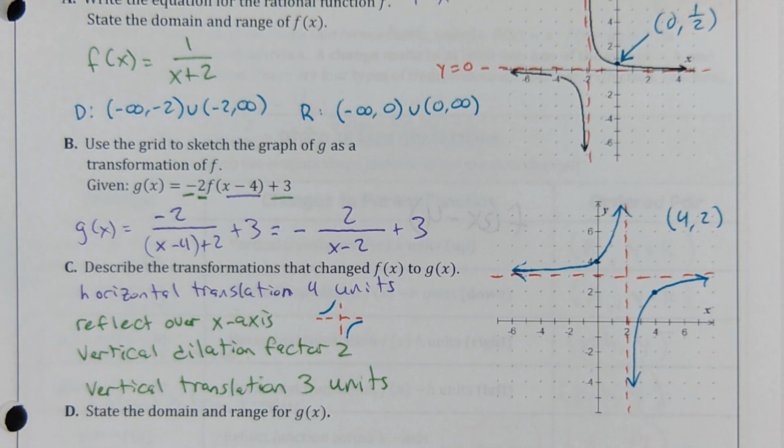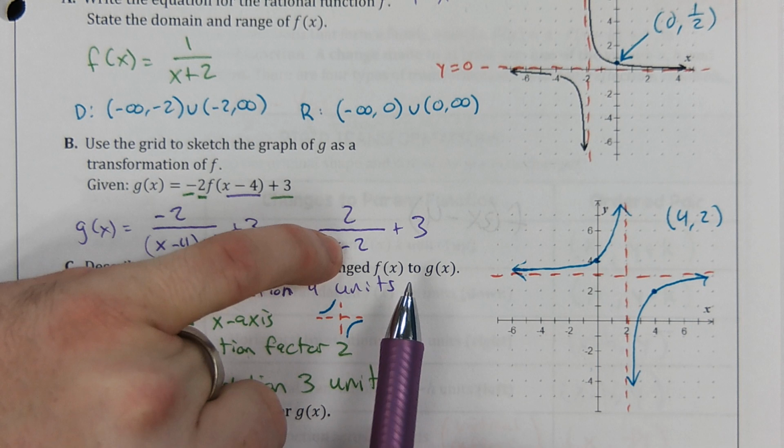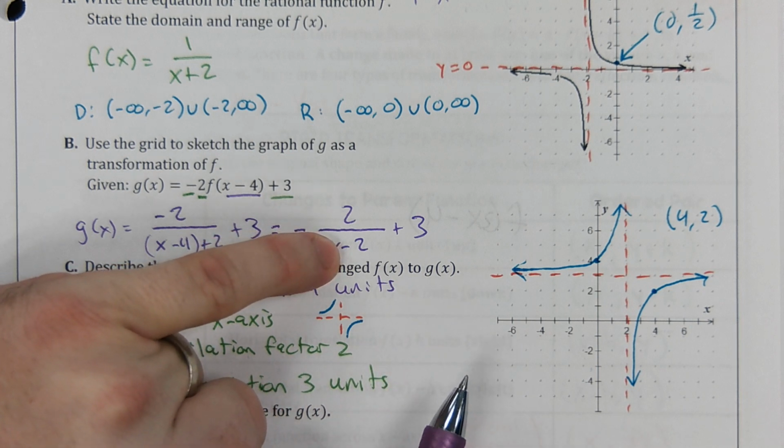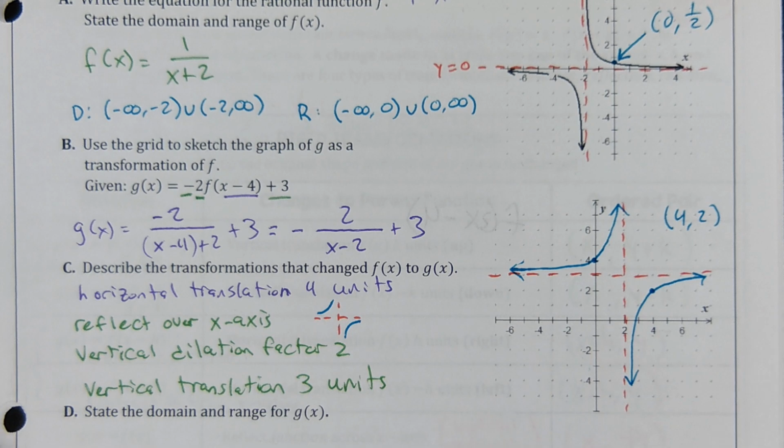And by the way, if you would like to find out where its y-intercept should have been, drop in x equals 0. And what you're going to get is negative 2 divided by negative 2, which is positive 1, plus 3, which is 4. So that's all of the stuff put together.